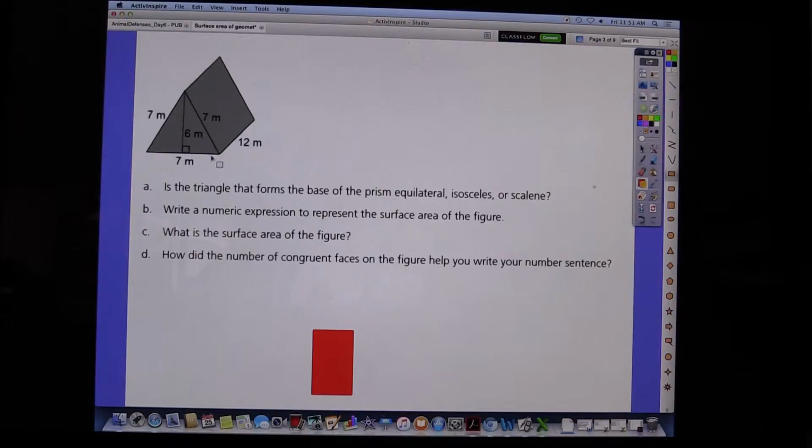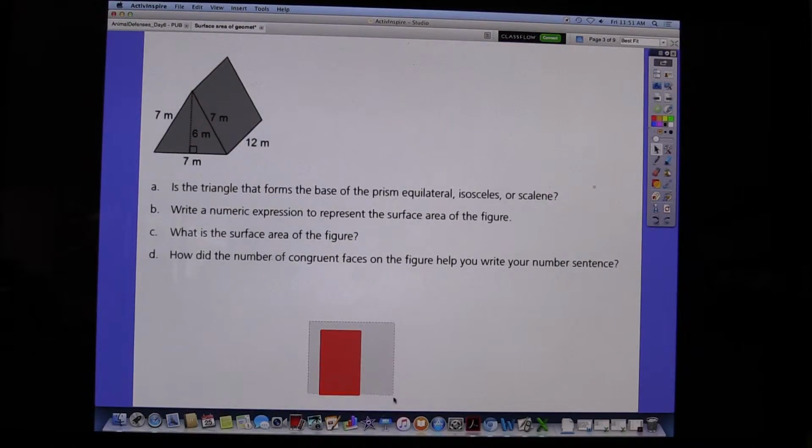So here's my rectangle, and I know that the rectangle is going to be 7 by 12, because this edge will be 7 meters, and this part here will be 12 meters. And I also noticed that this part of the shape is going to be 7 meters by 12 meters, because this edge is 7 meters, this edge is 12. And then this side here is 7 meters, and I know it's also going to be 12 meters. So I need 3 of those shapes. So I'm going to go ahead and make 3 of those shapes just like this. Okay.